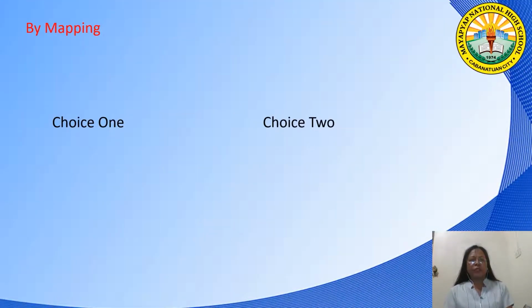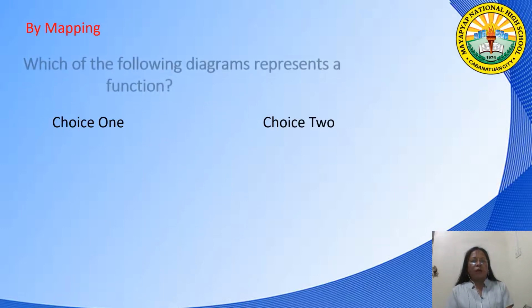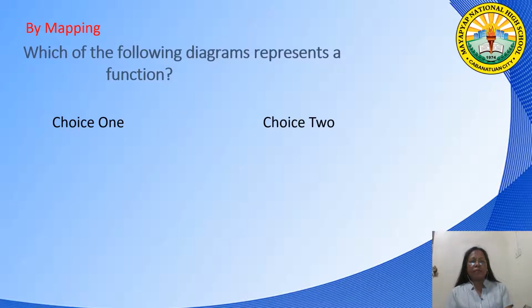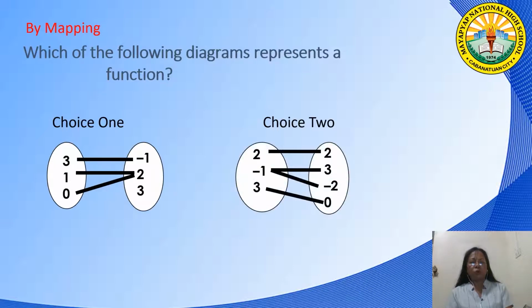Another way of expressing function is by mapping diagram. It may also be used to represent the ordered pairs in a relation or function. In this case, the relation or function is represented by the set of all the connections represented by the arrows. Which of the following diagrams represents a function? Choice 1 or choice 2? Okay, very good. The correct answer is choice 1.